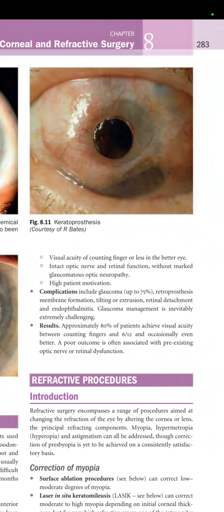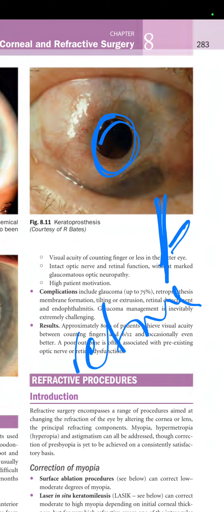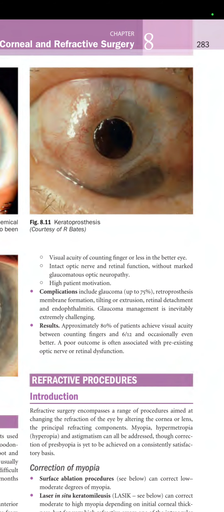Visual acuity of counting fingers or less in the better eye, intact optic nerve, and retinal function without marked glaucomatous optic neuropathy. So, it is useful only in a patient in whom the retina is intact and there is useful vision in the retina. Otherwise, there is no use of the keratoprosthesis.